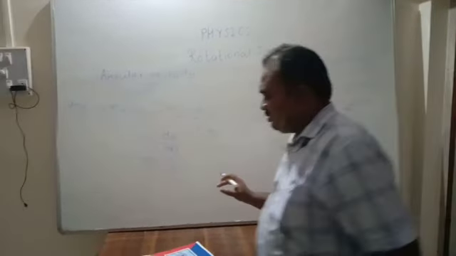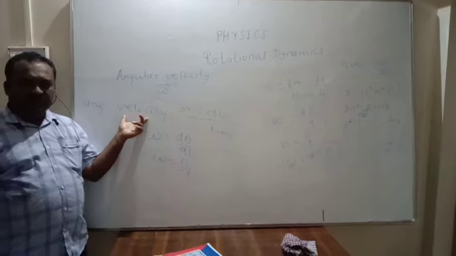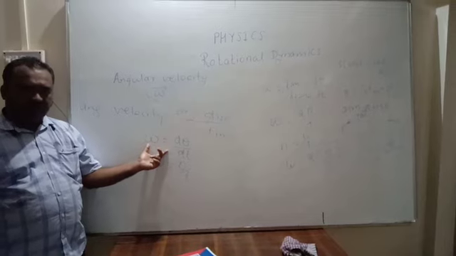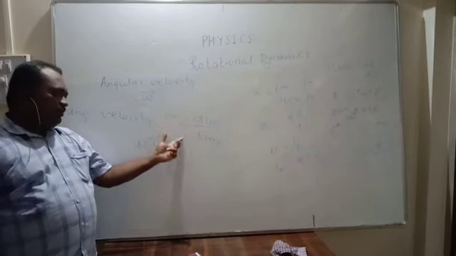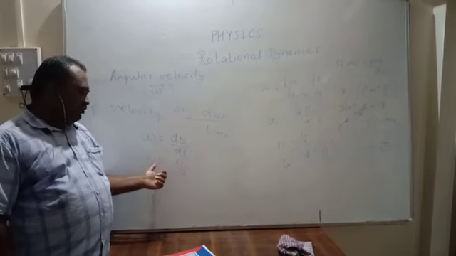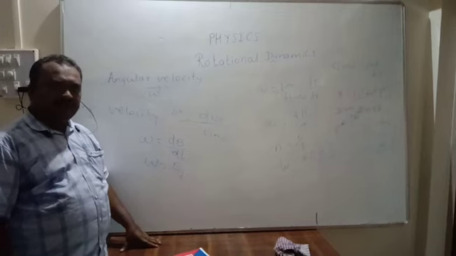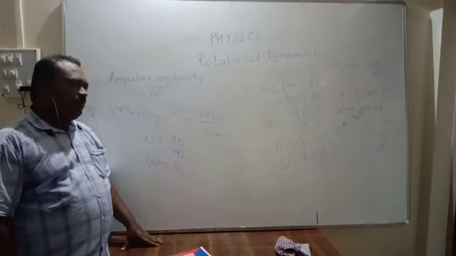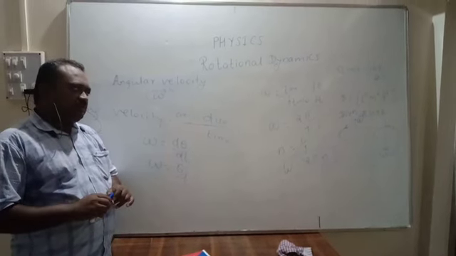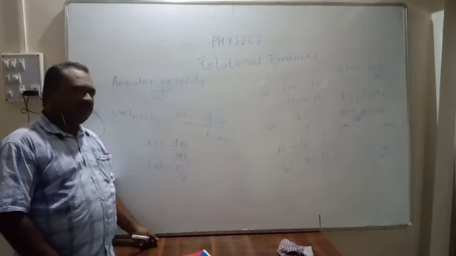Okay, again we will revise angular velocity. Definition: the rate of change of angular displacement with respect to time is called angular velocity. Formula: omega equal to d theta by dt, omega equal to theta by t, in terms of limit, then omega equal to 2 pi by T, and in terms of frequency omega equal to 2 pi n. SI unit is radian per second, dimension L0 M0 T minus 1. Direction is given by the right hand thumb rule.